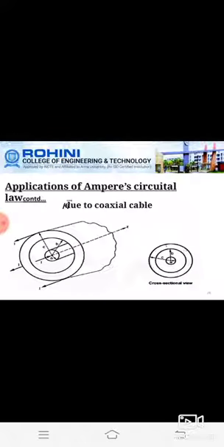So from that we will be getting the value of H vector is equal to H phi into a phi. So H phi is equal to I by 2 pi r. So we will be applying the value of H vector is equal to H phi into a phi, and we will be getting I divided by 2 pi r into a phi vector. And next one is magnetic field due to coaxial cable.